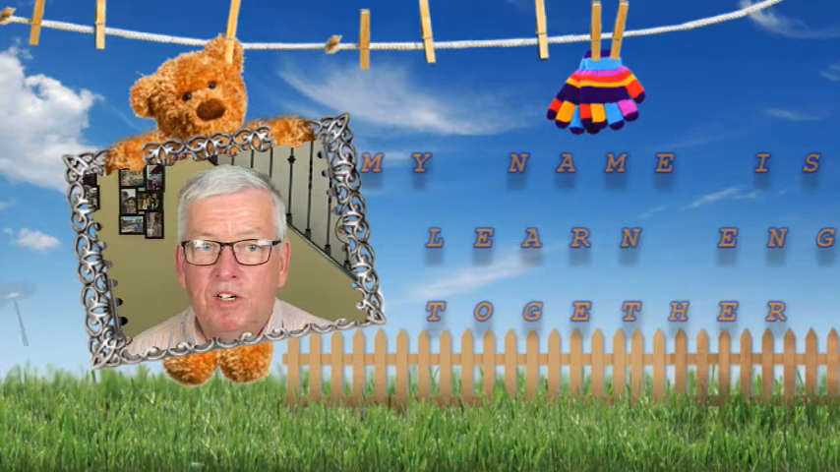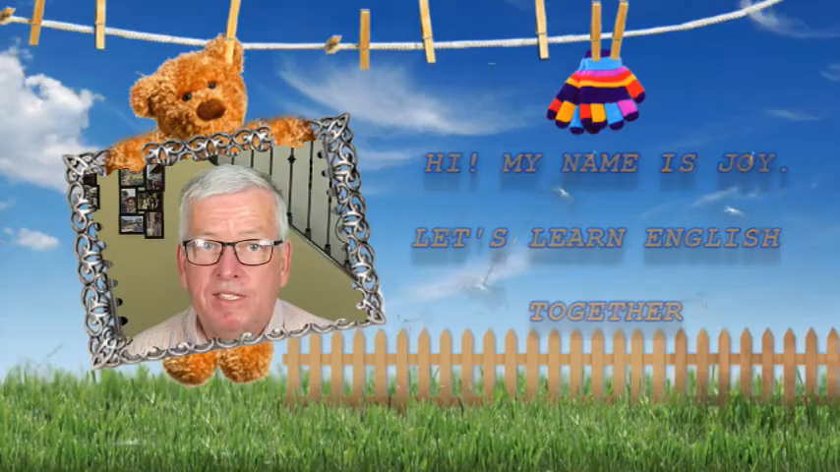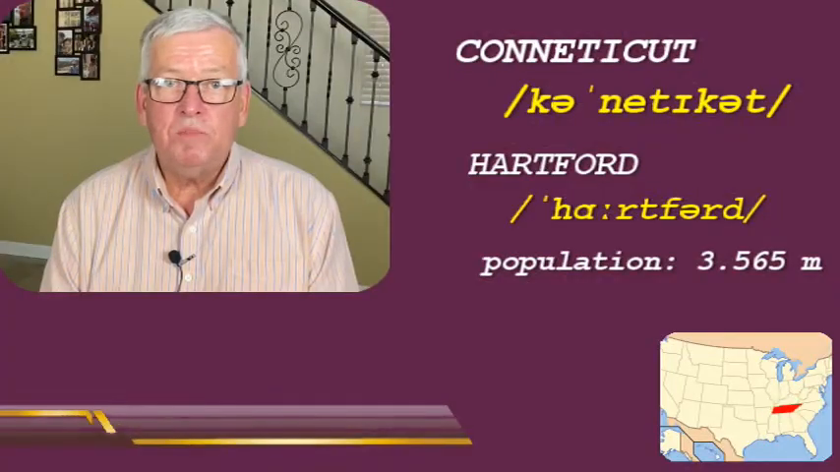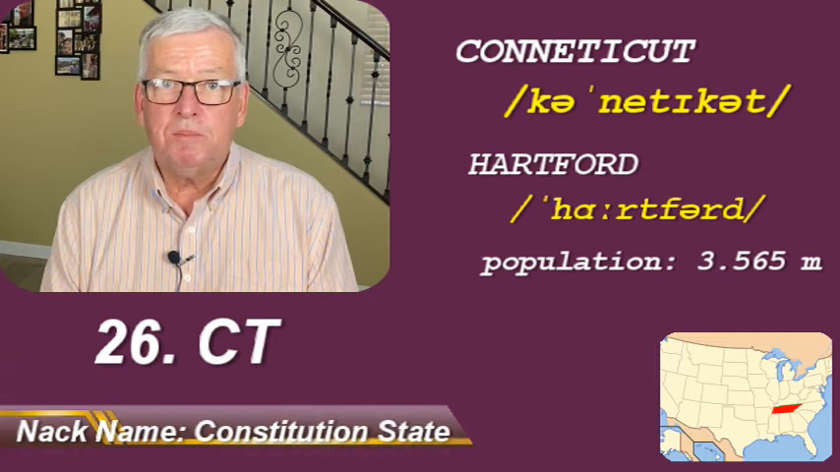In these videos, we will learn the 50 U.S. states and their capital cities. The first video will cover 25 states, and the second video will cover the remaining 25 states. Now we'll move on to the states in the Eastern time zone, starting with number 26, Connecticut.